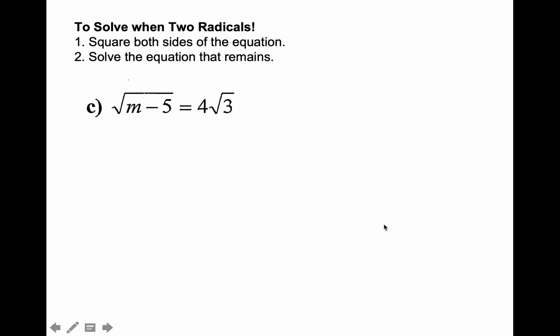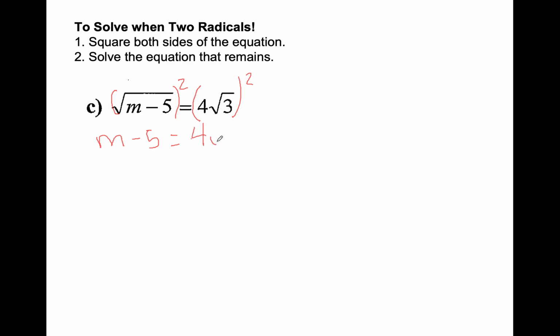Okay, now we're going to do another example. So step 1, I'm going to square both sides of the equation. I'm going to put in parentheses around this side so I remember to square both the 4 and the radical 3. Well, radical m minus 5 squared is just m minus 5. That radical cancels out. It would equal 4 radical 3 squared.